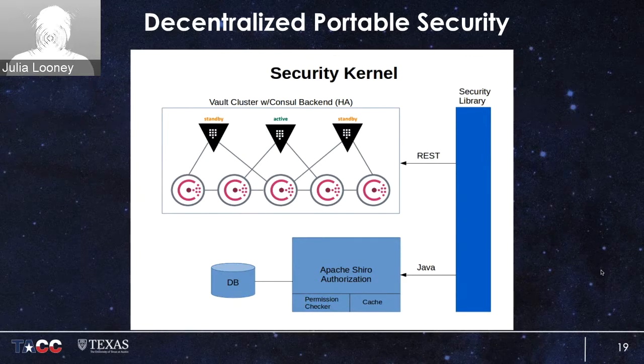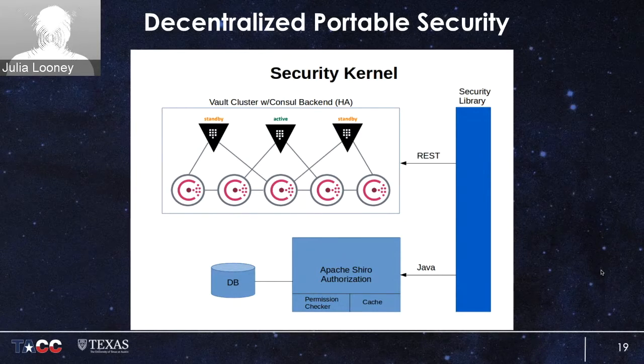And the security kernel itself has two persistent backends. One is a HashiCorp Vault cluster, which can be run in HA mode, but doesn't have to be. And that's a secret store. And on the bottom is our implementation or extended implementation of the Apache Shiro authorization engine that does permission checking. And it'll have a Postgres database that it stores its permissions in, and the server will cache permissions on an as-needed basis. So that's what a security kernel looks like.